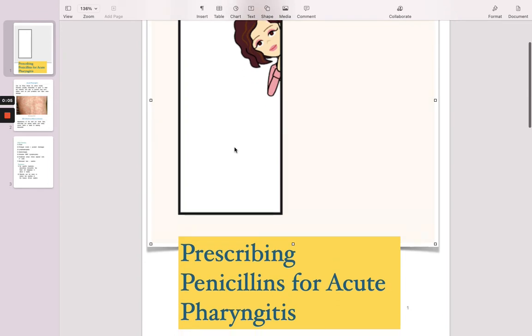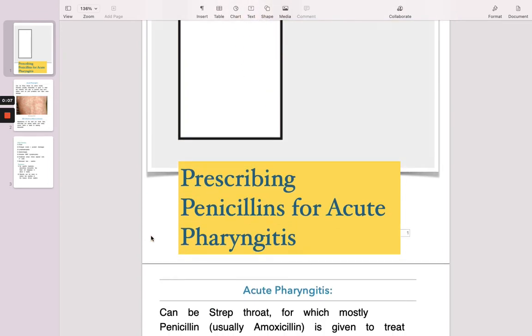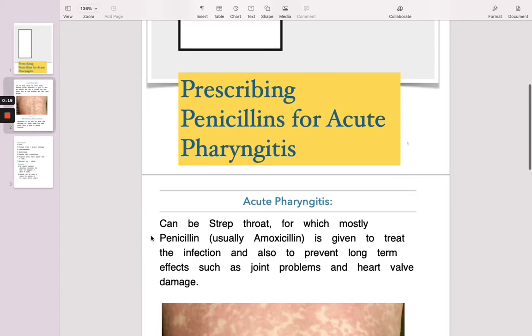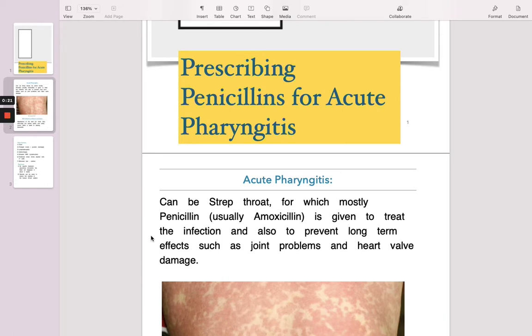Today our topic is prescribing penicillins for acute pharyngitis. Pharyngitis is basically infection of the throat. It could be viral, bacterial, or fungal. In acute pharyngitis, the reason why we want to treat this is because we want to treat streptococcal throat infections with penicillin such as amoxicillin.